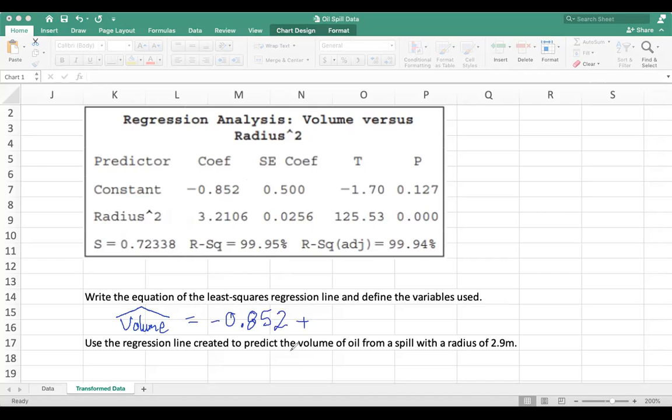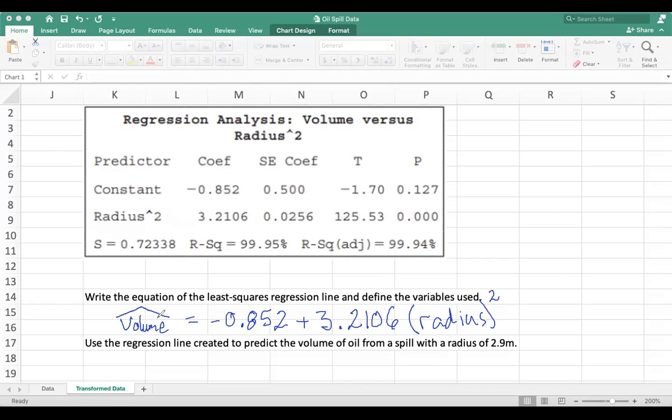plus the slope, the coefficient right here, right? The coefficient of our explanatory variable is going to be 3.2106 times... So this is where it kind of changes. We're not just having a linear variable there anymore. We've got the radius, but we've got the radius squared. We squared the radius to make this regression analysis. So hey, that's going to be used in our least squares regression line.